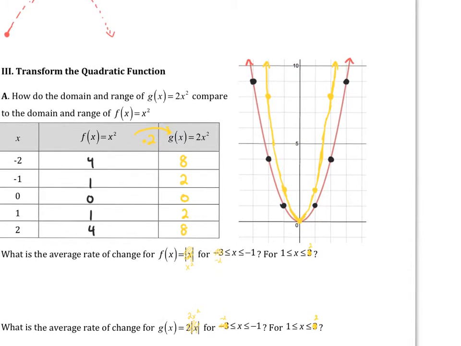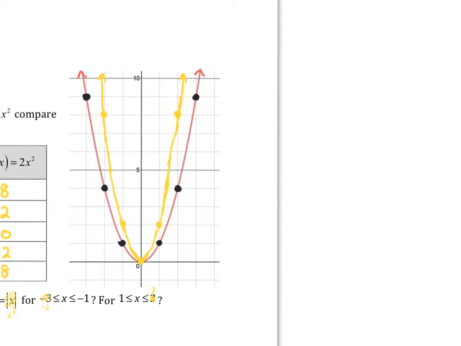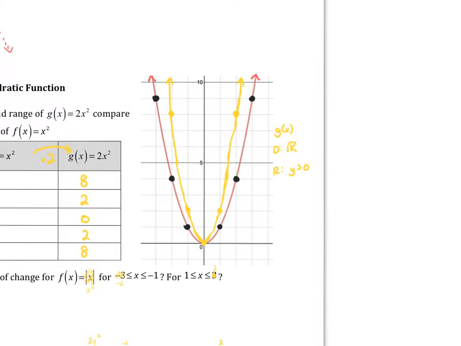So the question is, how does the domain and how does the range compare? Well, notice, and I'm looking at g of x for this one here, g of x domain is all real numbers still, so no change. And the range is also y is greater than or equal to 0. So as we see, there is no change in the domain and range.